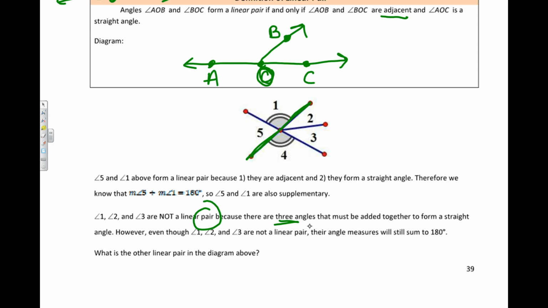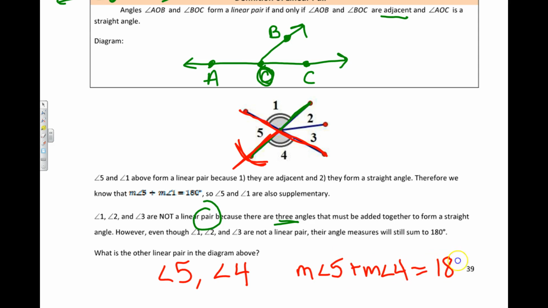Now, there is another linear pair in this diagram, and it's right here with 5 and 4. Angle 5 and angle 4 are a linear pair because, again, they form a straight angle together and they're adjacent. They share this side right here. So the measure of angle 5 plus the measure of angle 4 will equal 180 degrees.